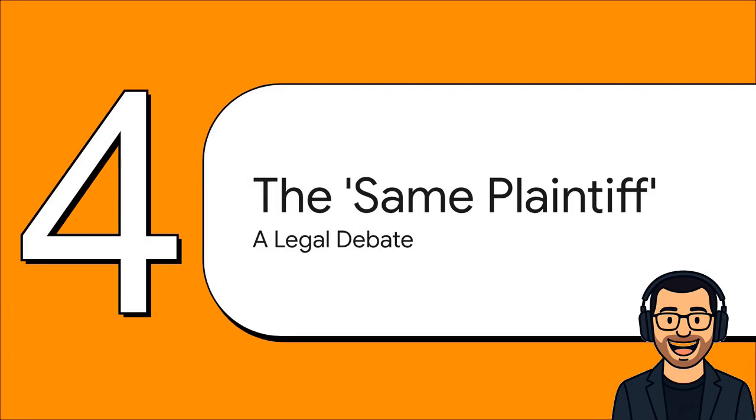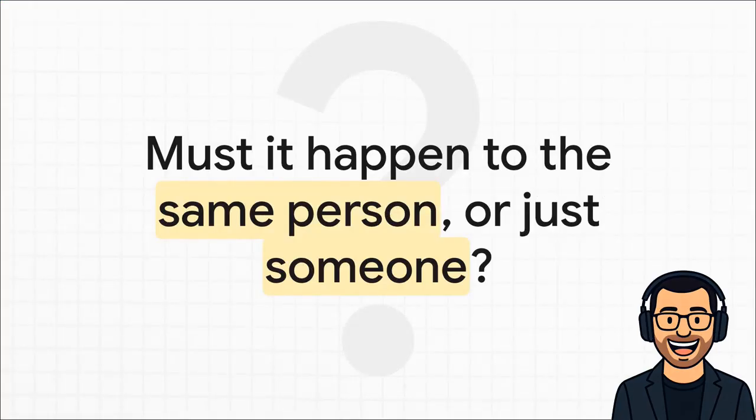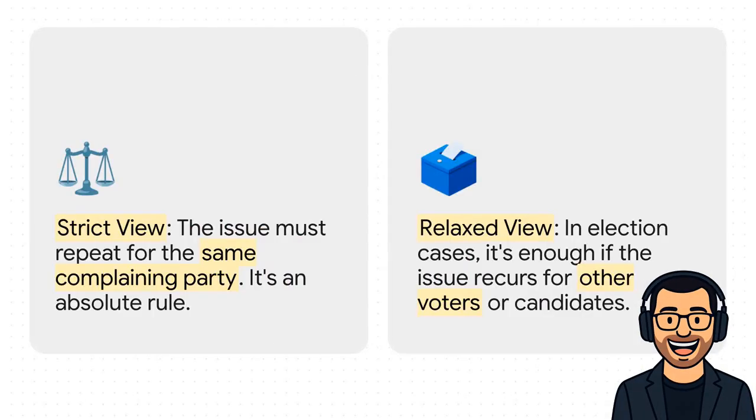Okay, but this brings us to the messiest, most debated part of this whole doctrine. Remember that second rule? The one that says the issue has to be likely to repeat for the same complaining party? Well, how courts interpret that one little phrase has sparked a huge legal fight. So here's the billion-dollar question. Does the rule mean we have to be pretty sure that Jane Doe, the specific candidate who sued, is gonna run for office again under that same restrictive law? Or is it enough just to know that some candidate, any candidate, is definitely gonna run into this same wall in the next election? And there are two main camps on this.